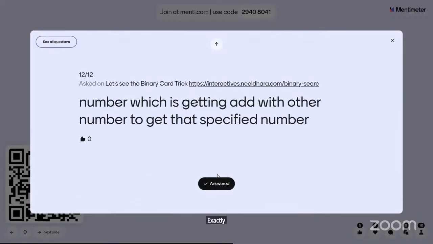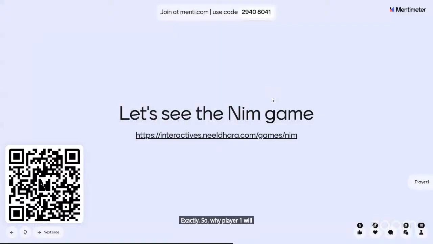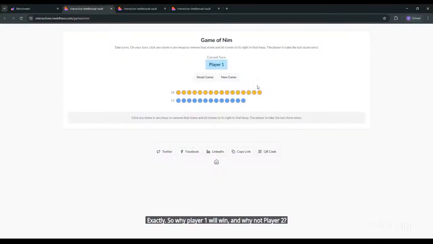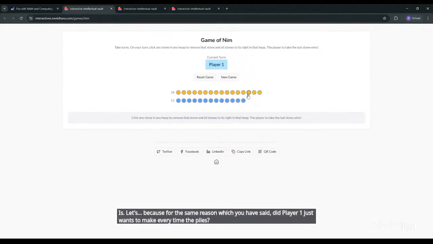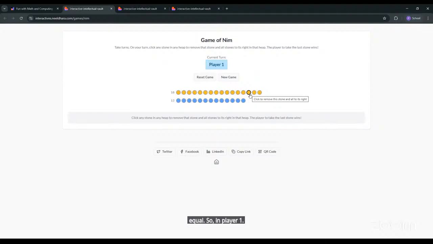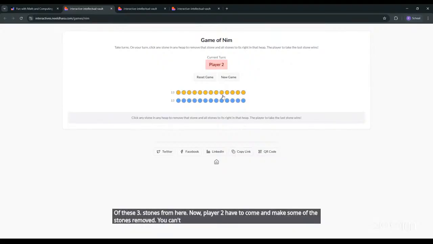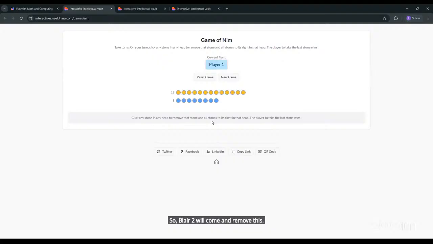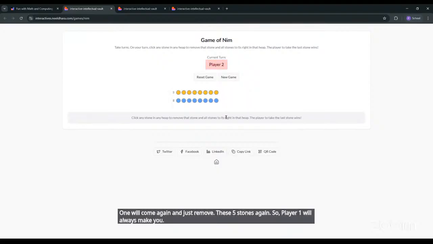Exactly. So why player one will win and why not player two is for the same reason which you have said, that player one just wants to make the piles equal every time. So player one will come and just remove these three stones from here. Now player two has to come and remove some stones; you can't skip. So player two will come and remove these 8. And then player one will come again and just remove these 5 stones. So player 1 will always follow the mirror strategy.